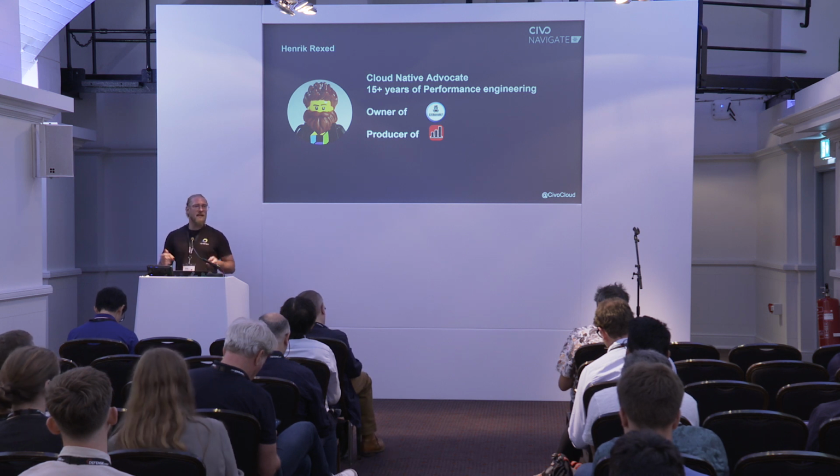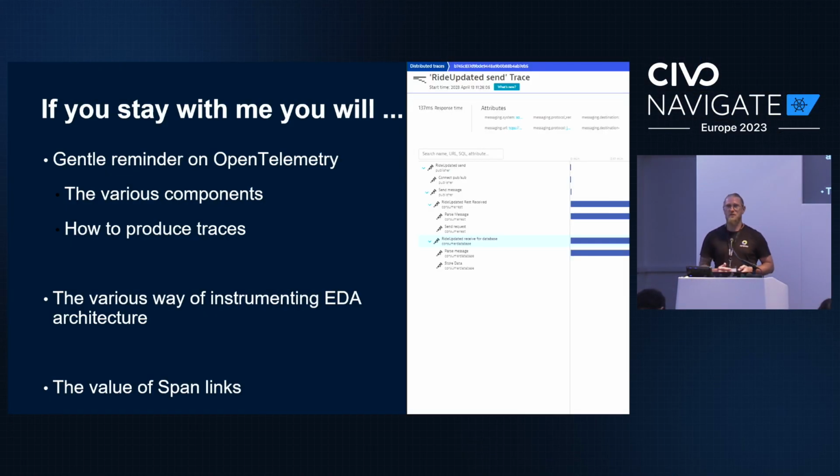So what are we going to talk about in the next 25 or fewer minutes? Well, a couple of things. We're going to cover OpenTelemetry. I don't know how much you know about the project, so I will give a gentle reminder of a few components. In this talk, we're not going to cover metrics or logs, we're going to focus on traces. We're going to see how to produce traces, specifically in the event-driven architecture world. It's a slightly different approach, and for this I will have to introduce the notion of span links, why they're there, and the purpose of using them.